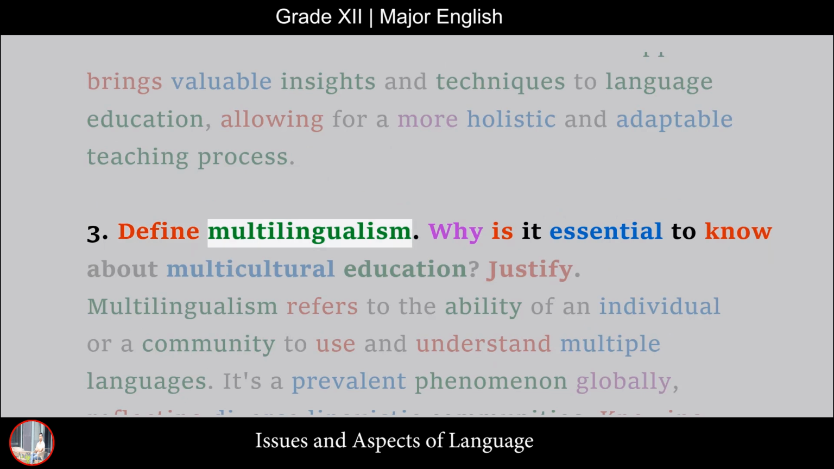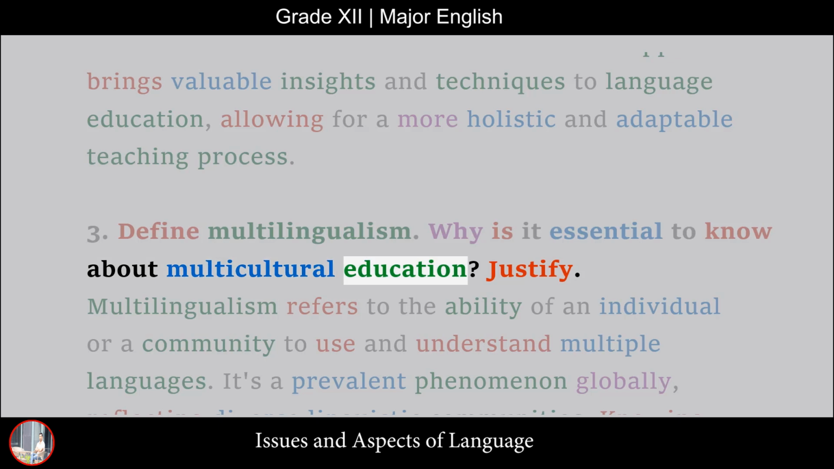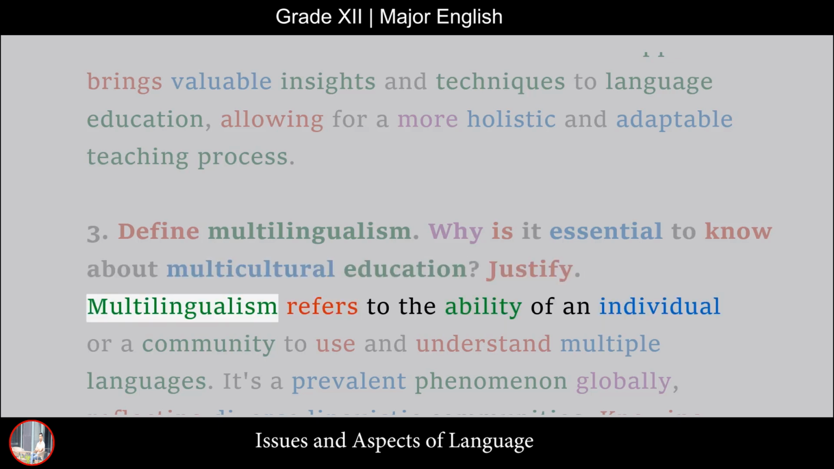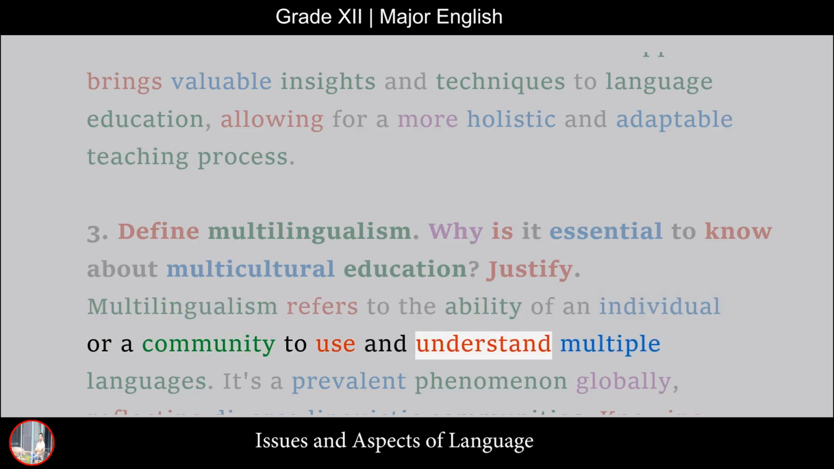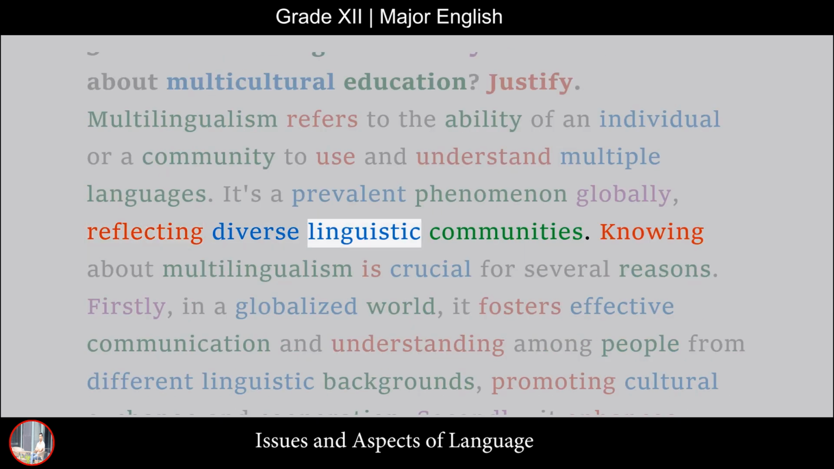3. Define multilingualism. Why is it essential to know about multicultural education? Justify. Multilingualism refers to the ability of an individual or a community to use and understand multiple languages. It's a prevalent phenomenon globally, reflecting diverse linguistic communities. Knowing about multilingualism is crucial for several reasons.